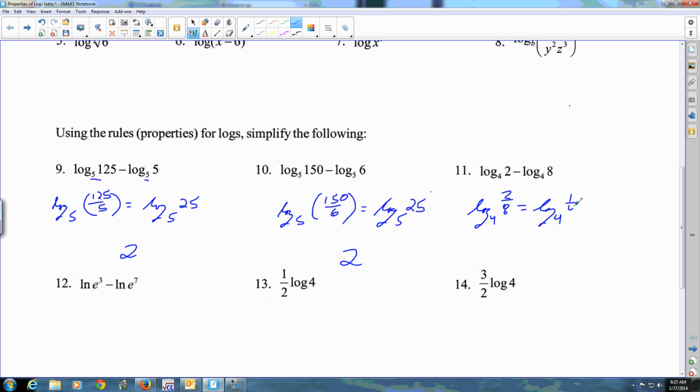Of a quarter. Now, to help you see it, that's saying 4 to what power is 1 over 4. And I hope you guys remember that that's going to be x is equal to -1. 4 to the -1 is a quarter.